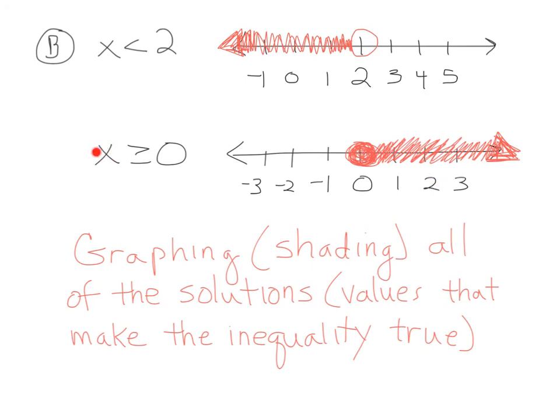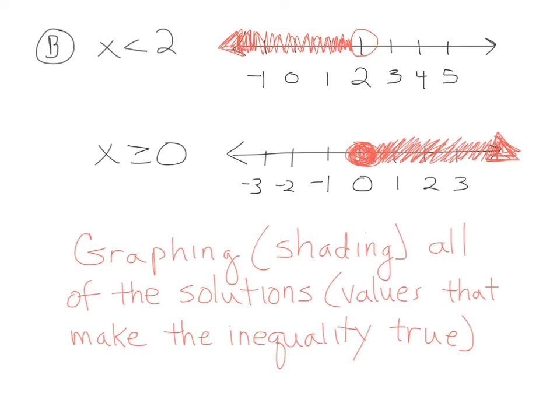So whatever you color, whatever you shade, those values, if you plug whatever you shade, like 2, back in here for x, it has to work. It has to be true. So let's try 2. Is 2 greater than or equal to 0? Yeah, 2 is greater than 0. It doesn't have to be both. It can't be greater than and equal. It's greater than or equal.